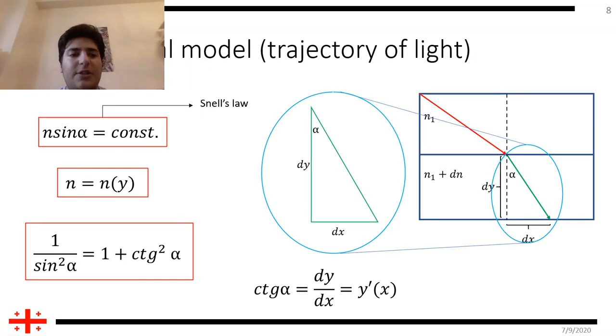For that, the first part is to write Snell's law. The reason we do that is because we need some kind of function, some kind of dependence between the coordinates, the y coordinate and the x one. So we connect sine alpha to cotangent alpha, as we know that cotangent alpha is the derivative of the y coordinate by x.